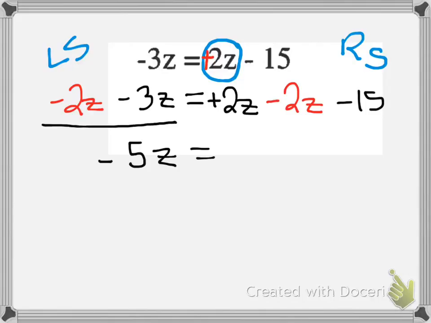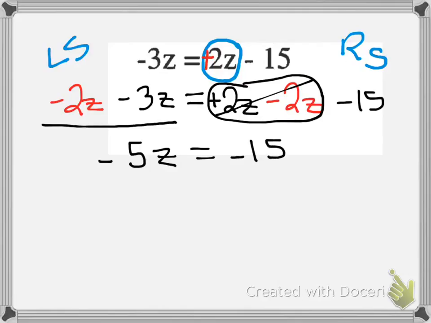Over here we have negative 2z, positive 2z, minus 2z. So positive 2 minus 2 is 0. Adding or subtracting 0 doesn't change anything, so those are gone. And then we have our negative 15 on the right side. So now we have all our variable terms on one side, our number terms on the other side, and we've collected them. So we have one term equaling one term.